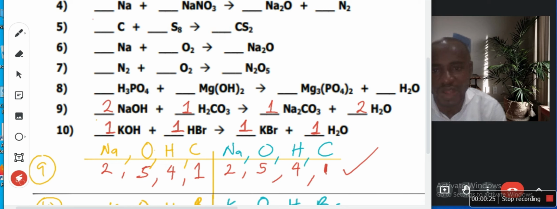Let's check. First of all, carbon. How many carbons do you have here? 1. On the reactant side, altogether 1. Let's go to the product side. How many carbons? 1. So carbon is balanced. It's 1. But all other ones must also be balanced. Otherwise, we have to write some numbers here.